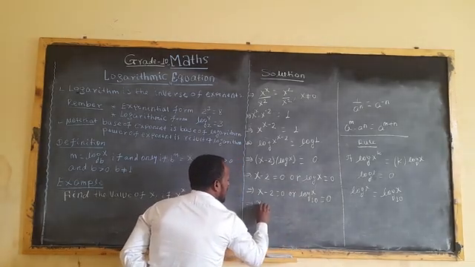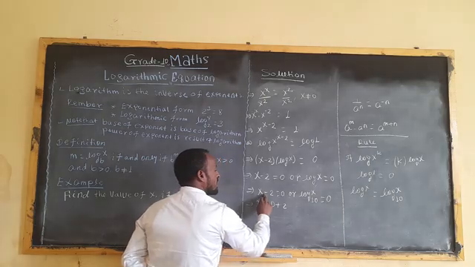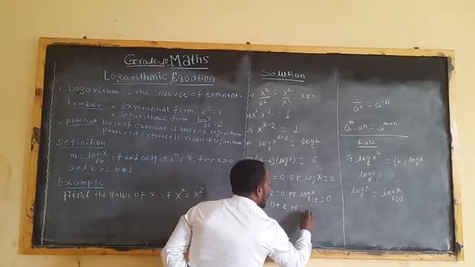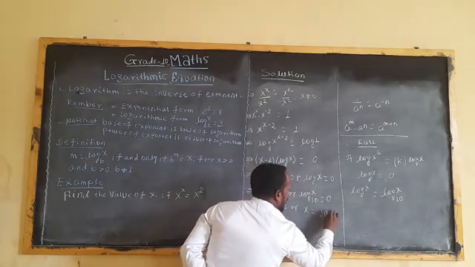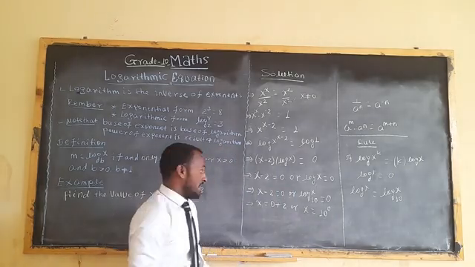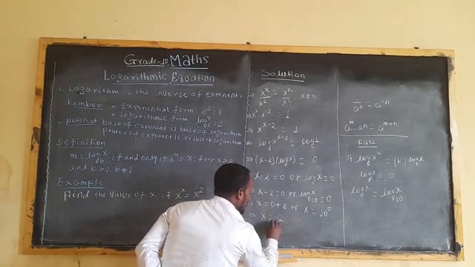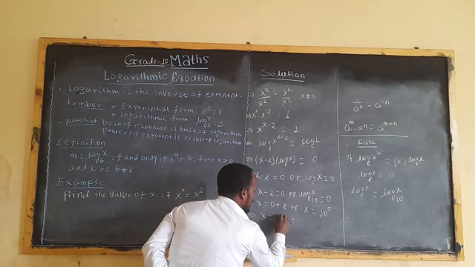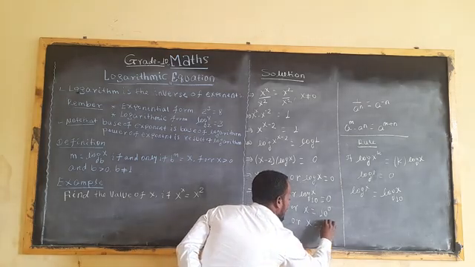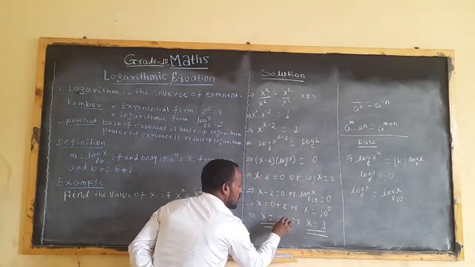Then this implies that x equals 0 plus 2, because this is minus, when we take it to the right it becomes plus, or x equal to 10 to the power of 0. Any number except 0 to the power of 0 becomes 1. So x equals 0 plus 2 which is 2, or x equals 10 to the power of 0, which is 1.